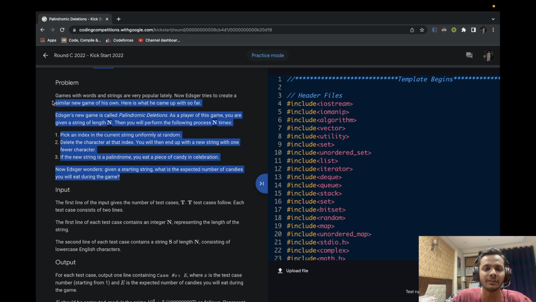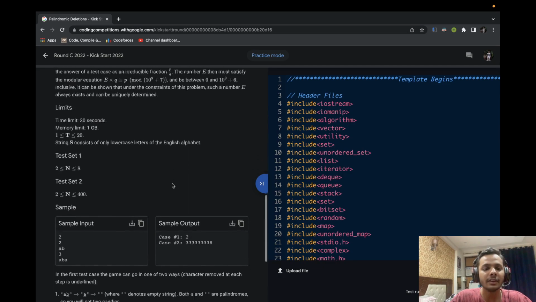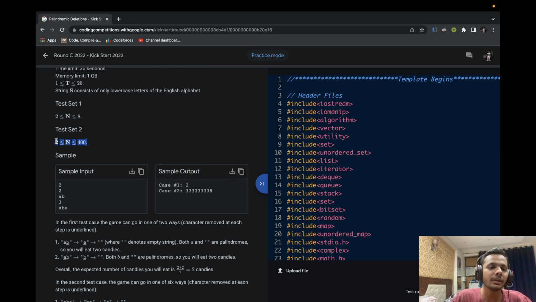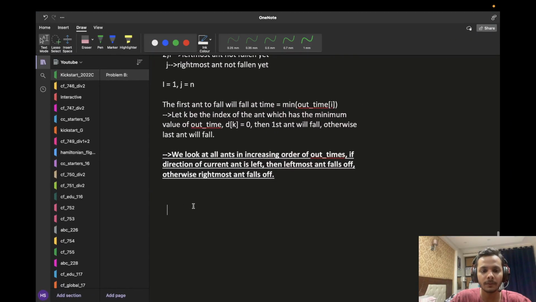I don't think this is very difficult. Okay. So yeah, you have to tell the expected number of candies that you will eat during the entire game. We can look at the constraints here. To solve test set 2, the value of n, which is the length of the string, is up to 400. Okay, and this means we can do a solution which is around O(n^3), right? So yeah, keeping that in mind, let's see how we can solve this problem.